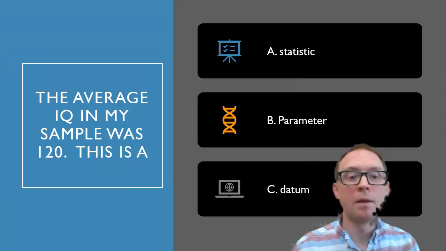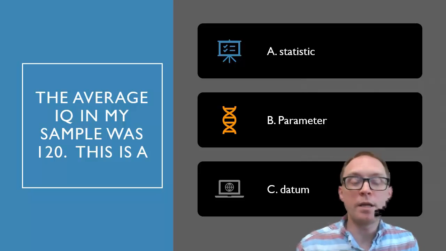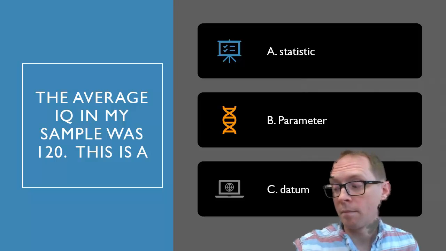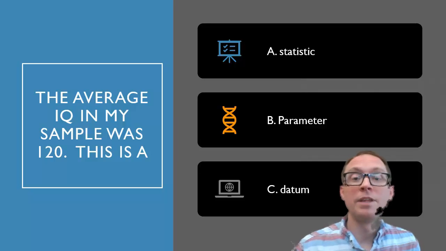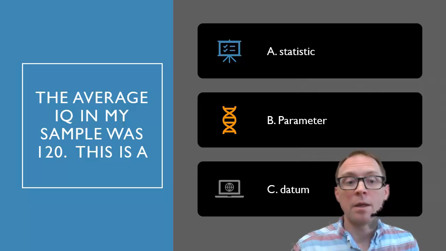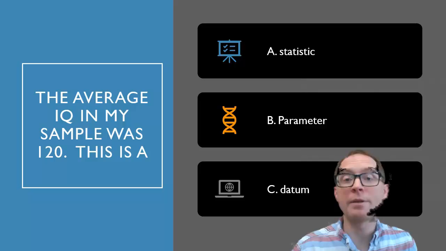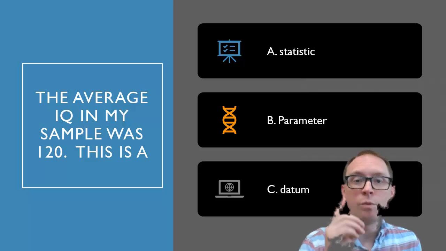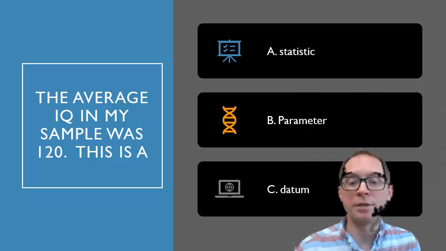Okay. The average IQ in my sample was 120. This is a statistic because it describes the sample. If the average IQ in your population was 120, that would be a parameter. But because it's describing a sample, a number that describes a sample is a statistic. Datum is the singular form of data. So one number from one person would be a datum. That's the difference in those things.